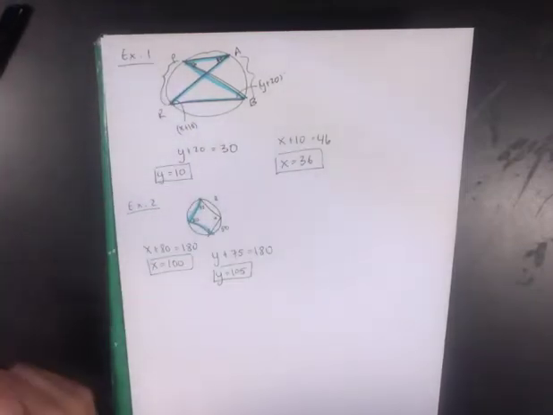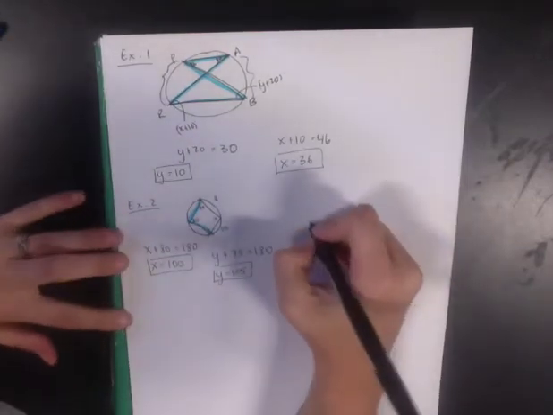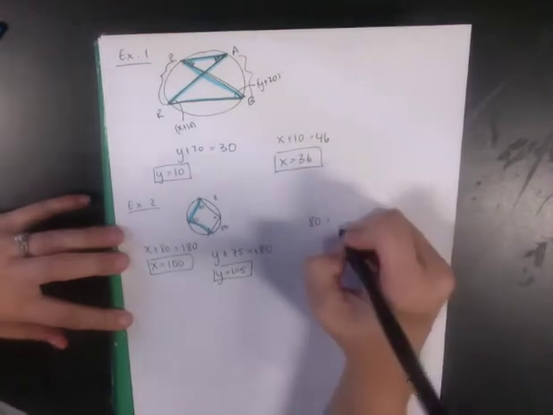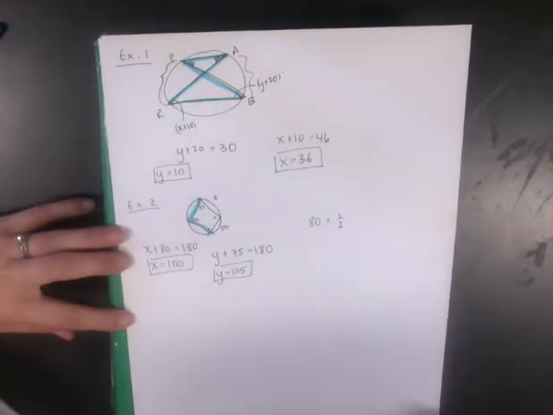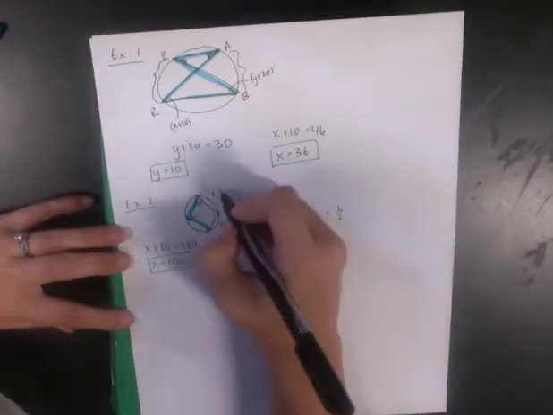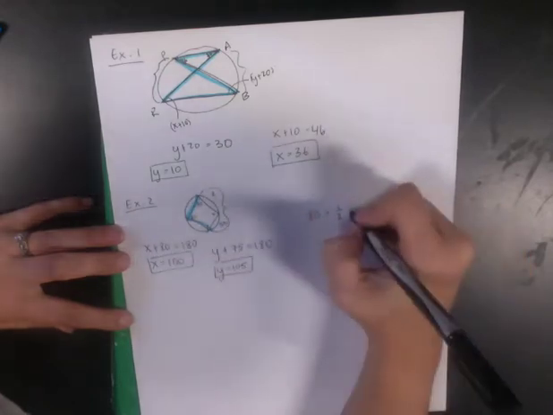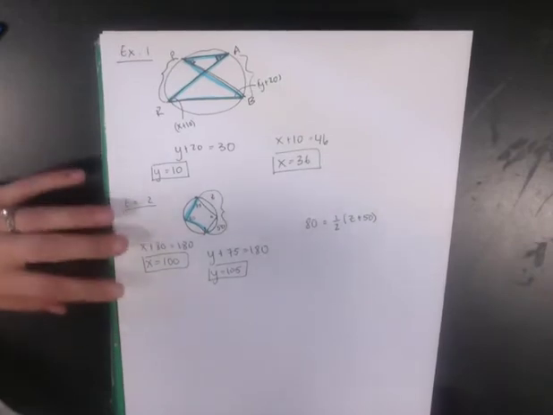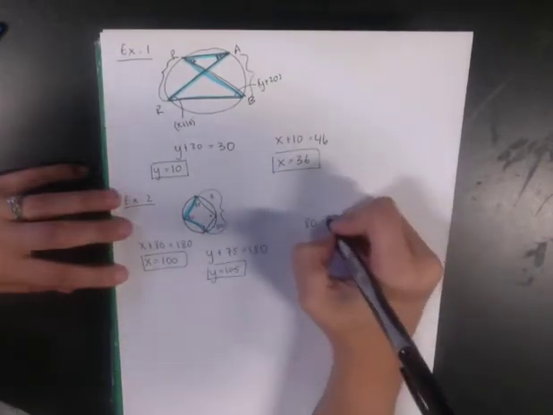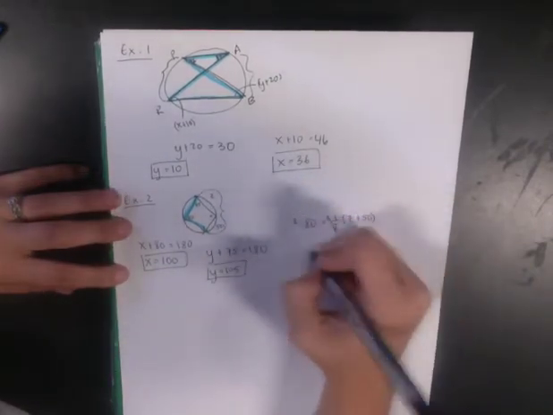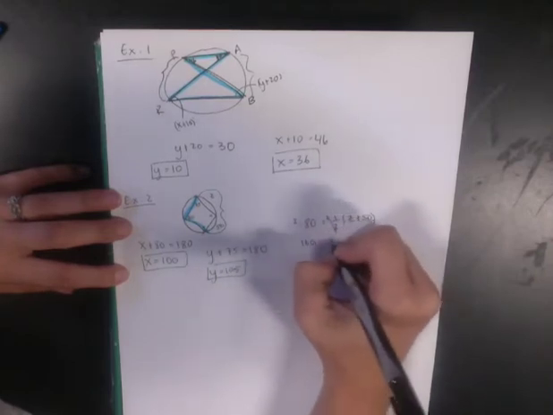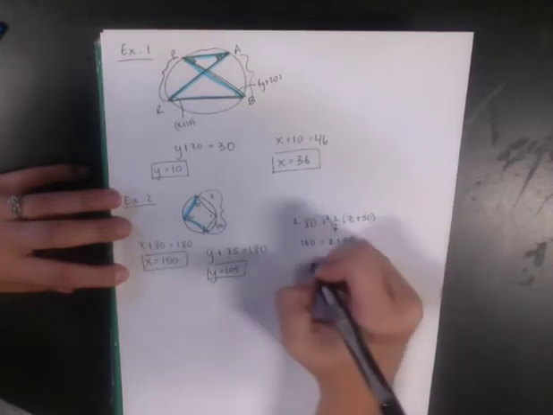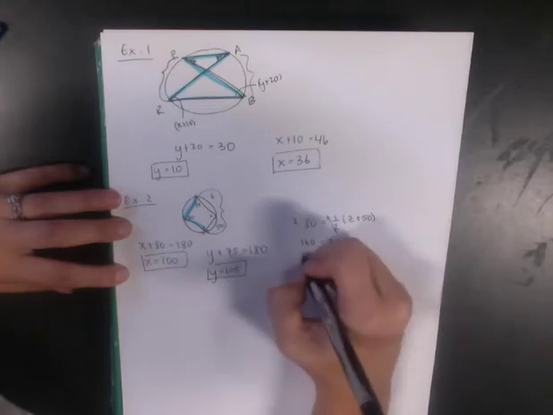And if I look here at my inscribed angle there, 80 is an inscribed angle, which means it's 1/2 the measure of the arc, and the arc is this whole arc which is z plus 50. So to solve for 80, I'm going to multiply both sides by 2. So 160 is z plus 50. So z is 110.